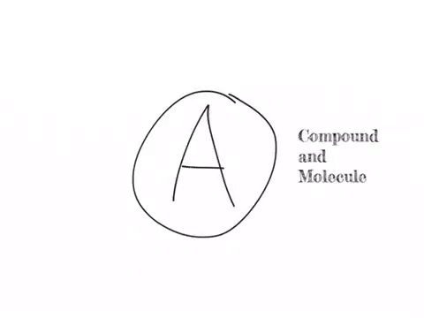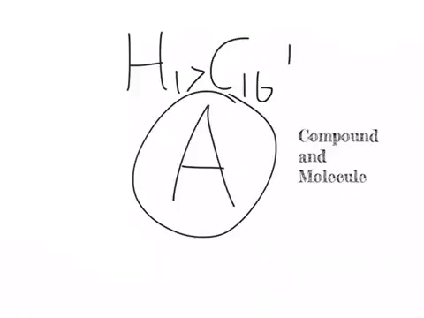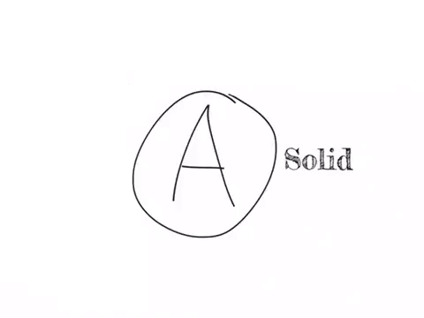The Alka-Seltzer tablet is both a compound and a molecule because it has more than 2 atoms. It consists of H17, which is 17 hydrogen atoms, C16, which is 16 carbon atoms, Na, which is 1 sodium atom, and oxygen 14, which is 14 oxygen atoms. The Alka-Seltzer tablet is a solid.